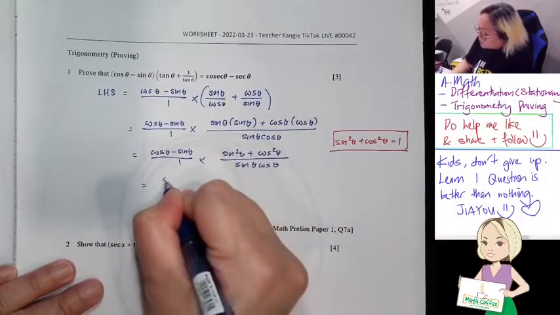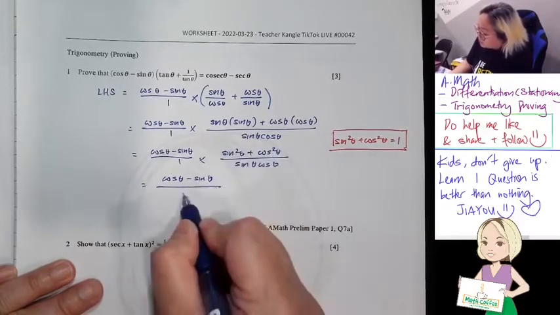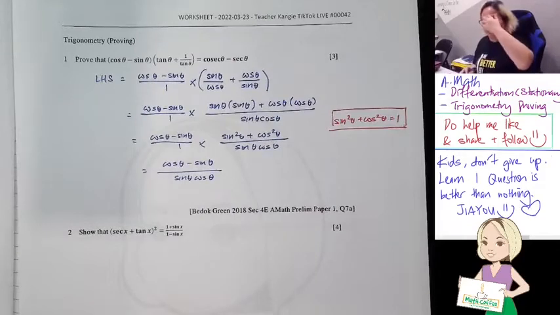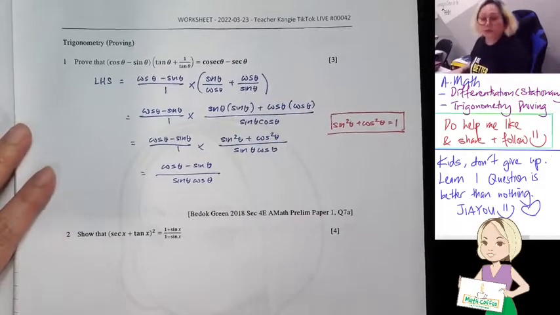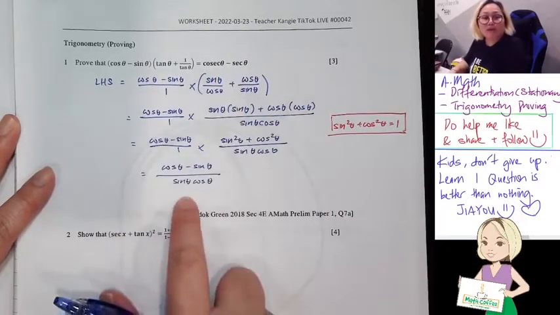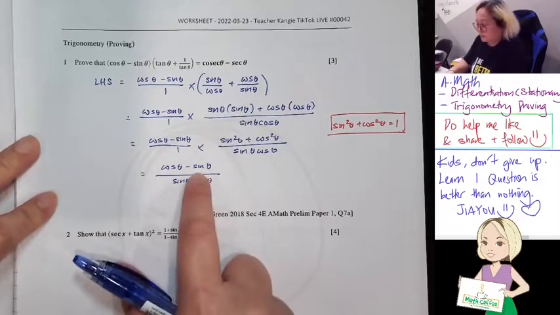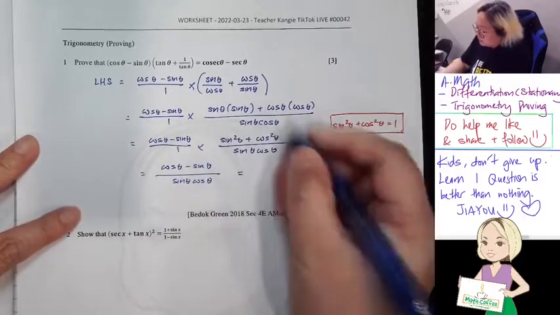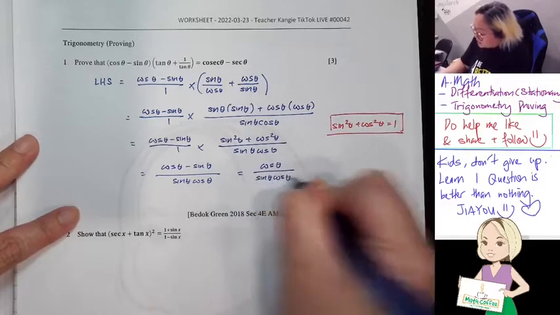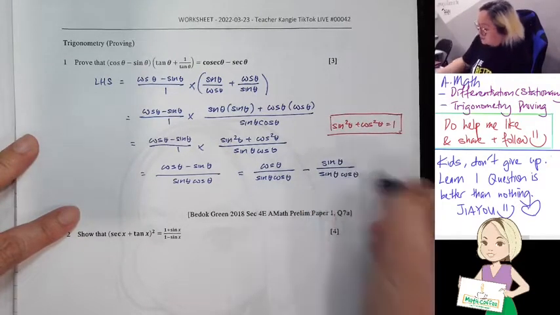So we end up having cosine theta minus sine theta over, because this one becomes 1 already, so this one becomes just sine theta cosine theta. Okay, and because now you can see that they want to split to have a minus, right? And you see the denominator is only one term. There's no plus minus. It means that I can split this. So I will split this to become cosine theta over sine theta cosine theta minus sine theta over sine theta cosine theta.